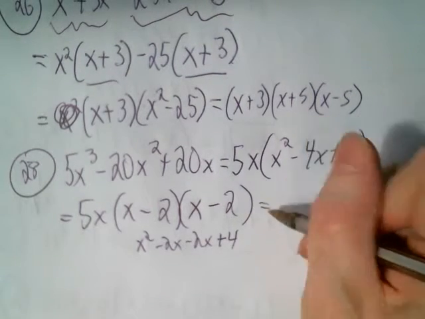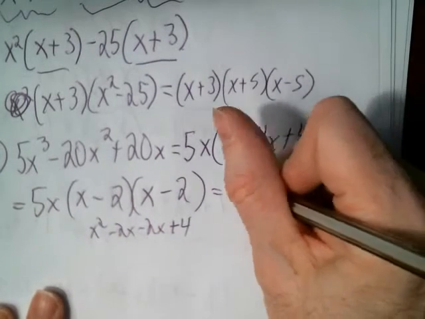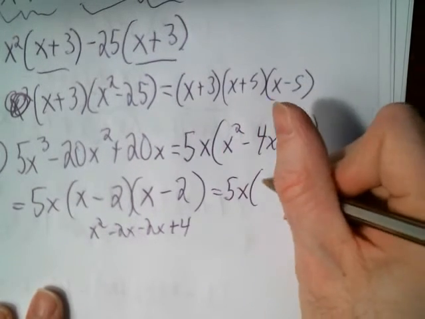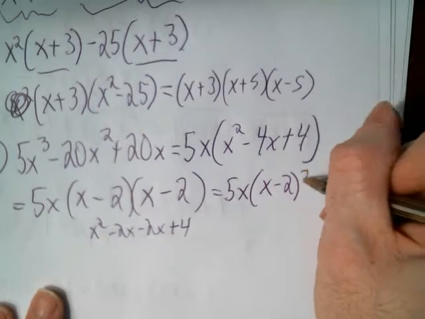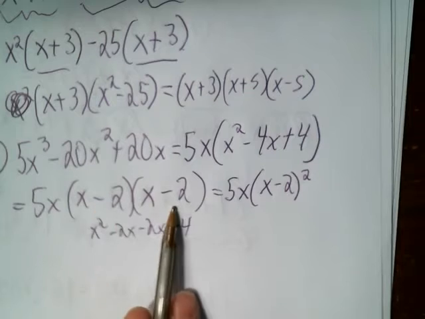One small point here is when you write up your answer, you can leave it like this, but you can also write it with exponents. So you can also write (x minus 2) squared. (x minus 2) squared is the same as (x minus 2) times (x minus 2).